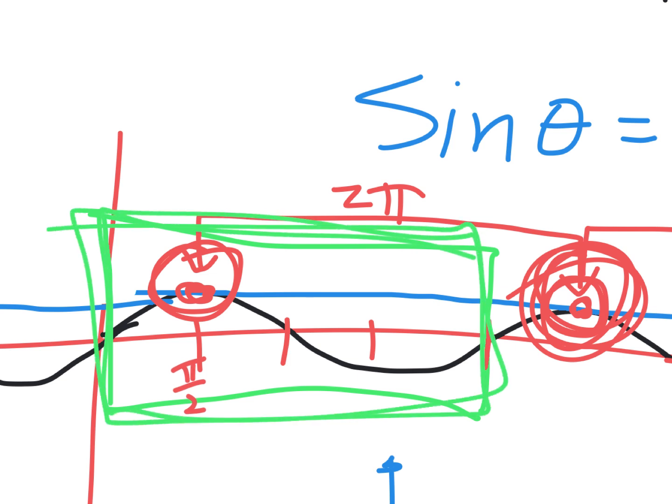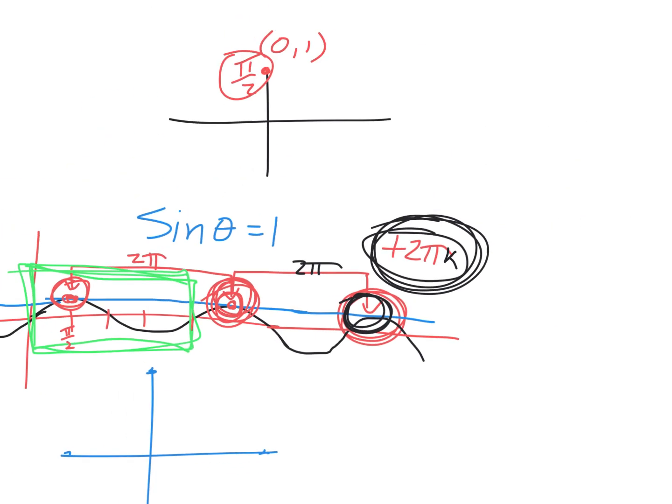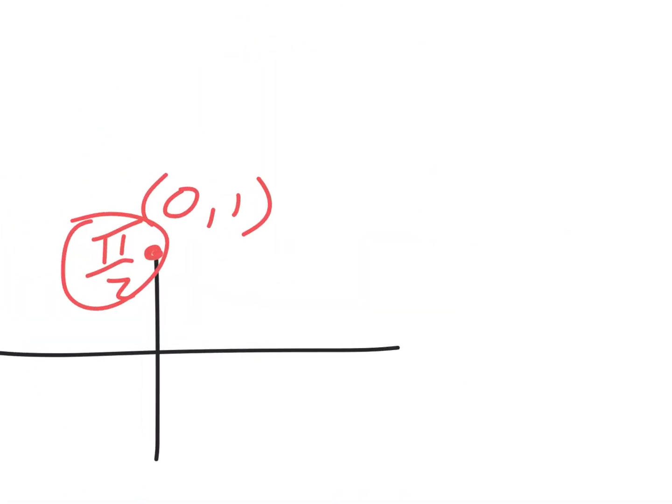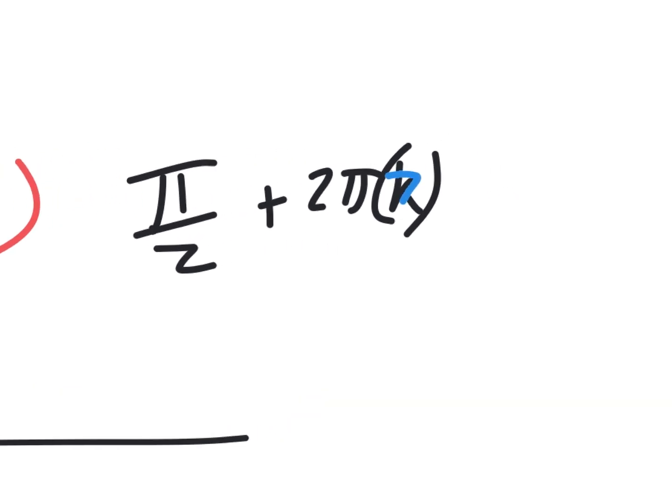But if I wanted all the solutions, I'd have to put plus 2 pi k. So instead of just writing pi over 2, I got to write pi over 2 plus 2 pi k. And k is just a constant. It means you could multiply it by 1, multiply it by 2. You could multiply it by 7. You could go over 2 pi 7 times if you want. So there you go. That's it.